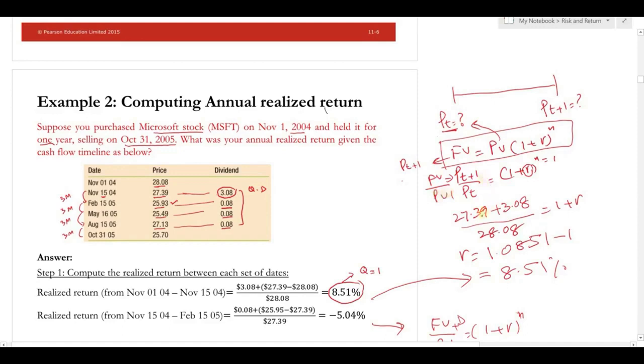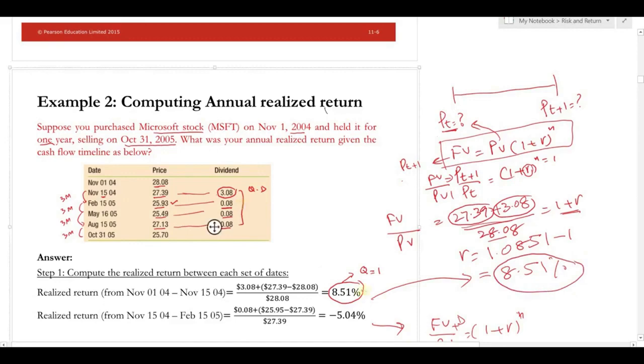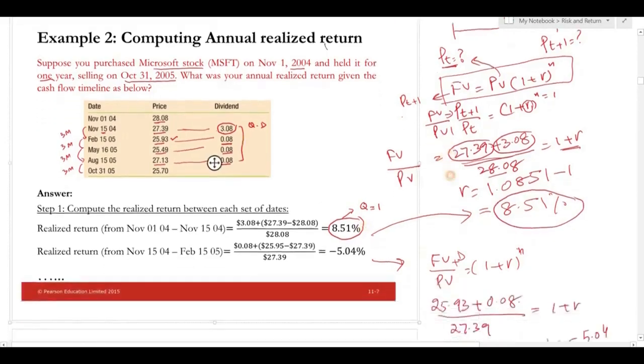Okay, so in the future you are going to get 27.39 plus 3.08, right? You are going to get this one. So that is your future value, divided by the present value, 28.08. So it means at time t plus 1 you are going to get 27.39 plus 3.08, divided by the original price, is equal to 1 plus r. So if I want to find r, the answer would be 8.51.